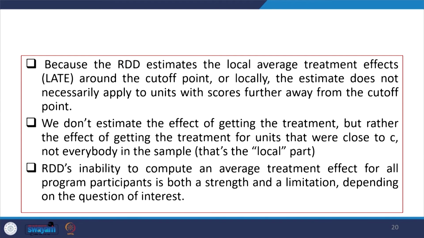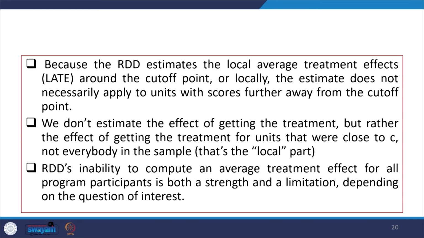Okay. Because the RDD estimates the local average treatment effects, that is, around the cutoff point or locally, the estimate does not necessarily apply to units whose scores are further away from the cutoff point. So, away from the cutoff point, it is not necessarily going to apply the way we are explaining at the cutoff point. We do not estimate the effect of getting the treatment, but rather the effect of getting the treatment for units close to C, that is the cutoff point, not everybody in the sample.